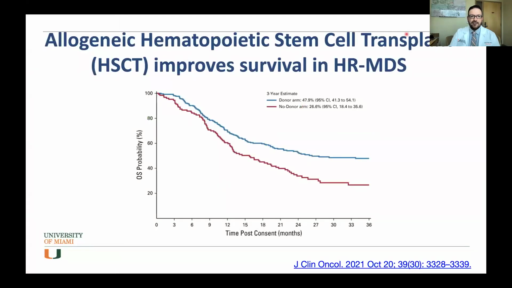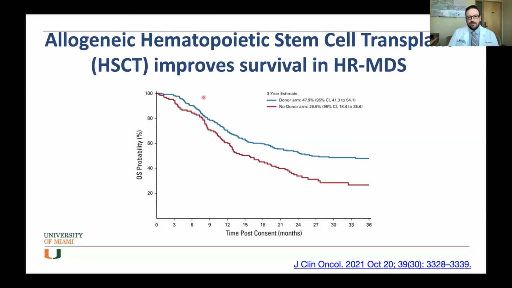So first I want to mention hematopoietic stem cell transplant, also called bone marrow transplant. And this allogeneic terminology means it's a donor stem cell transplant or donor bone marrow transplant. This is probably one of the oldest therapies used for high risk MDS, and it's still the best, or one of the best therapies for high risk MDS. It improves the survival, as shown by this study and many other studies.